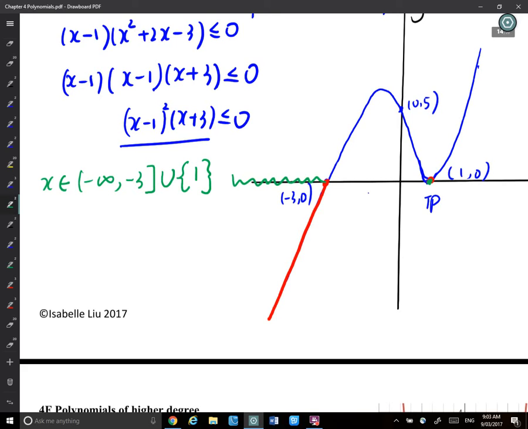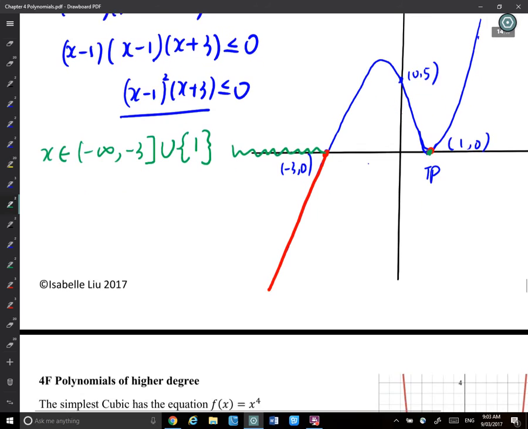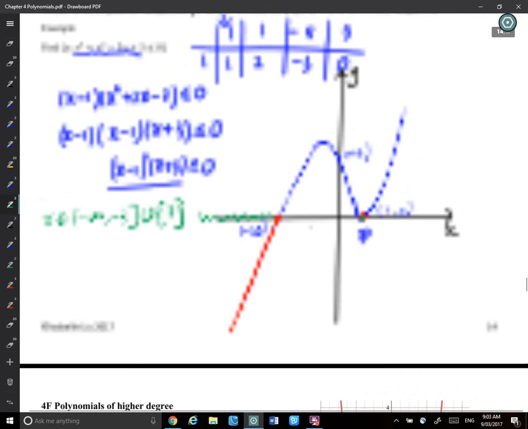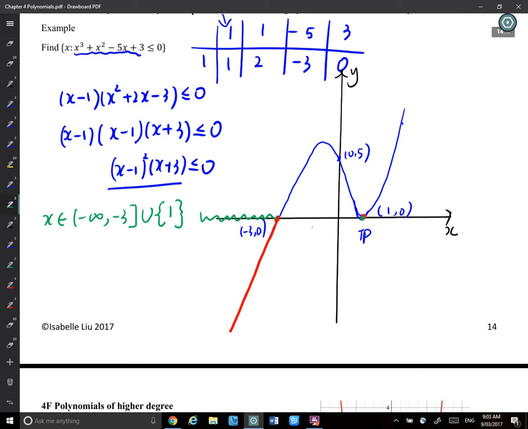Okay, any questions? This question is very easy to lose the point, like equals to 0, 1. Read the question carefully. So that's how to solve inequalities for any other polynomial. Not only cubic, quartic is the same. You sketch the quartic, find out the region required, and then find the corresponding x values.